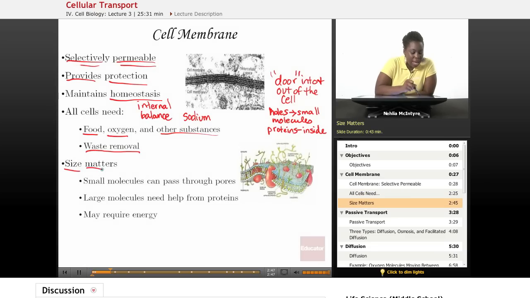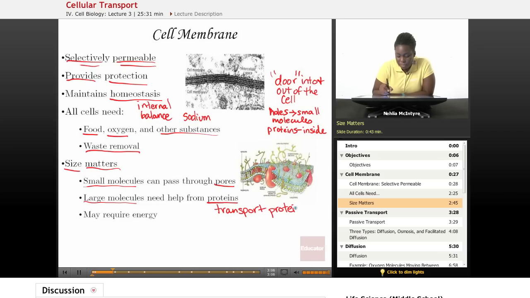Now, size matters when it comes to molecules. For example, small molecules can pass through the pores of a cell membrane. Large molecules, however, need help, and they need help from what we call transport proteins that are embedded into the cell membrane. Those transport proteins help larger molecules to get through. And also, if there are certain molecules that are large or charged, the cell may require energy in order for those molecules to pass through the cell membrane.